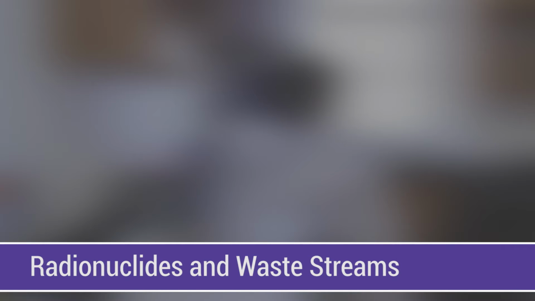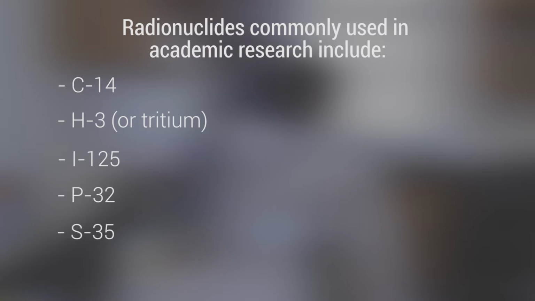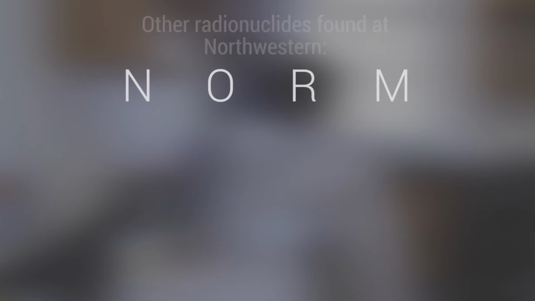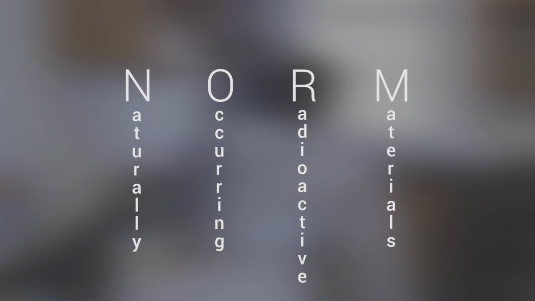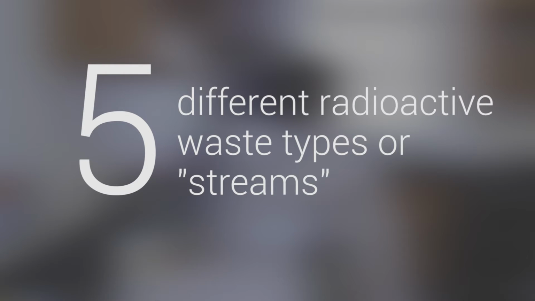Radionuclides commonly used in academic research include C14, H3 or tritium, I-125, P32, and S35. Other radionuclides that may be found in labs at Northwestern include naturally occurring radioactive material, such as uranium and thorium compounds. There are 5 different waste types, or streams, that may be generated by radioactive materials users.